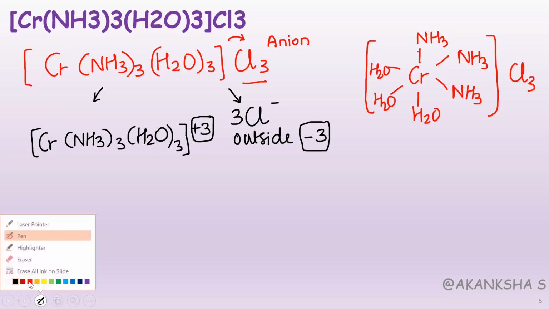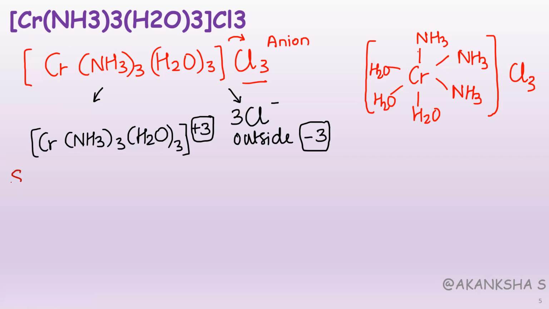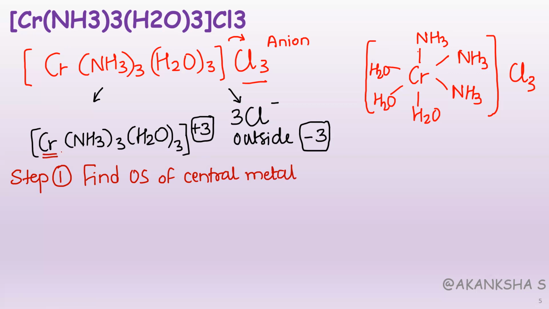Step number 1 of nomenclature. Always remember, your nomenclature does not directly give you the right to start naming. In coordination complexes, step number 1 is always find the oxidation state of central metal, whichever metal is present in the coordination complex. Over here, we can find chromium to be the central metal, right? Chromium is the central metal. So first thing first, step number 1 brings you to finding the oxidation state of chromium metal.